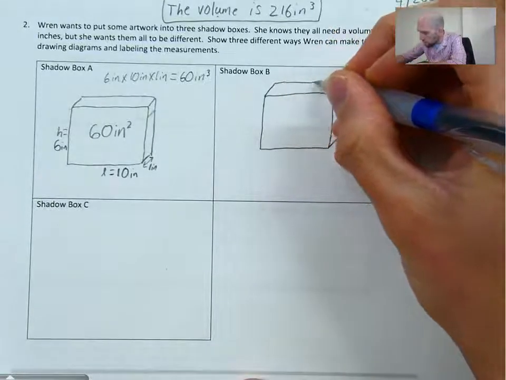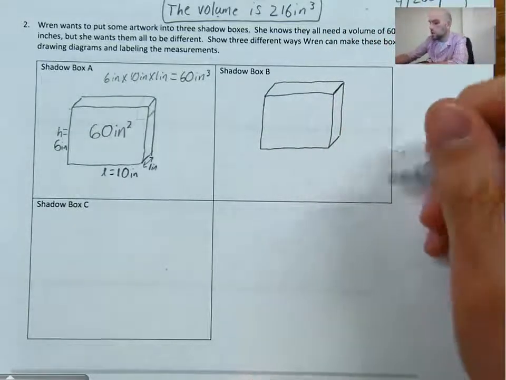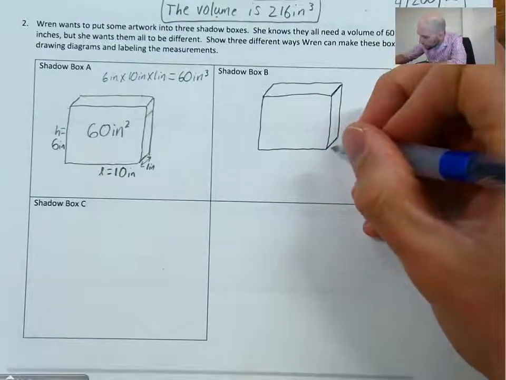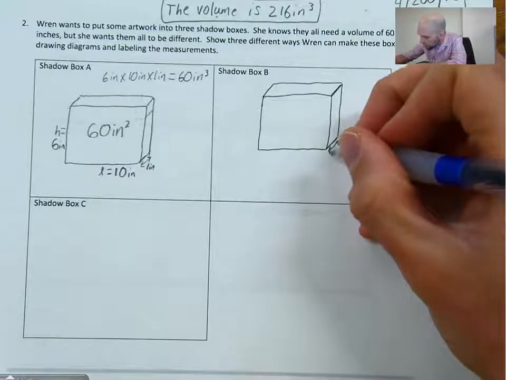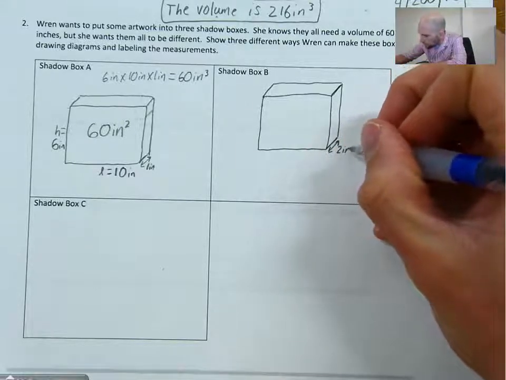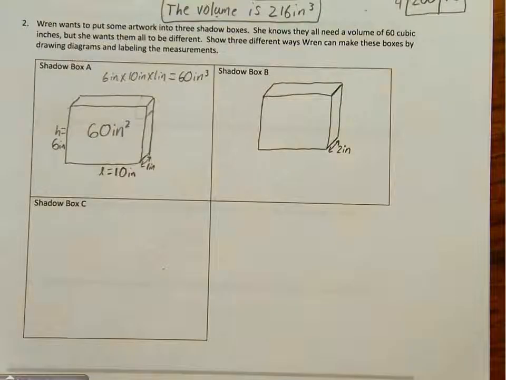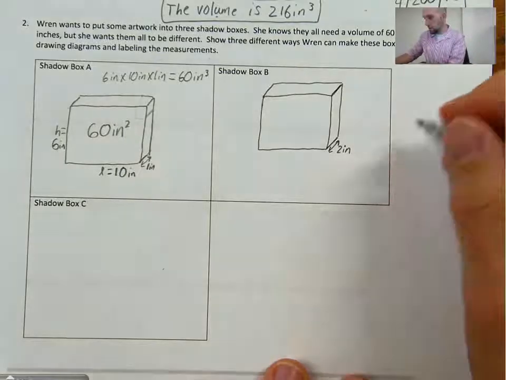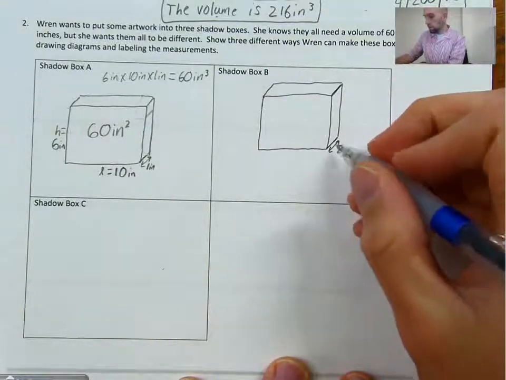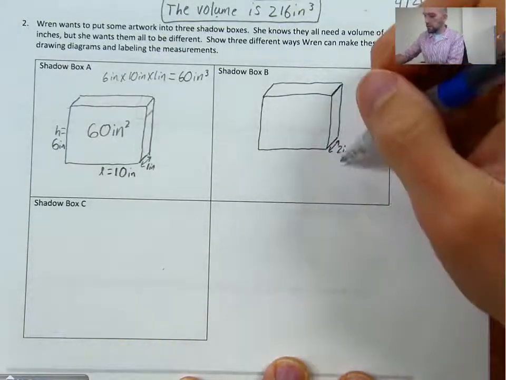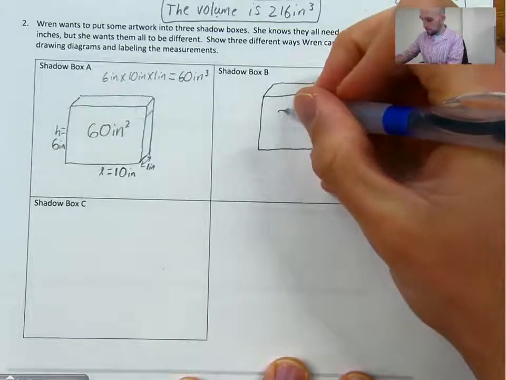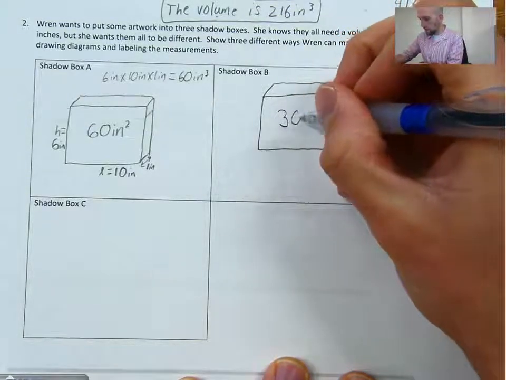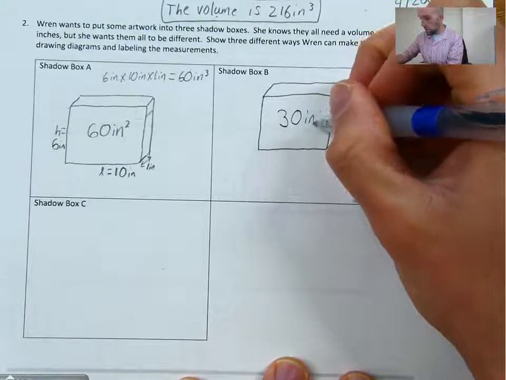Make this a little bit deeper this time. And instead of doing 1 inch, now we're going to call this measurement 2 inches here. Now that we have 2 inches, we need to multiply by something that'll give us 60. So we multiply 2 by 30, and that will give us 60. So I know that this is going to be 30 square inches for my area.